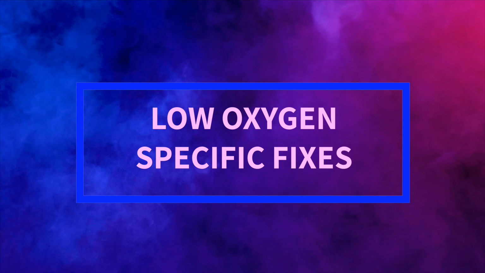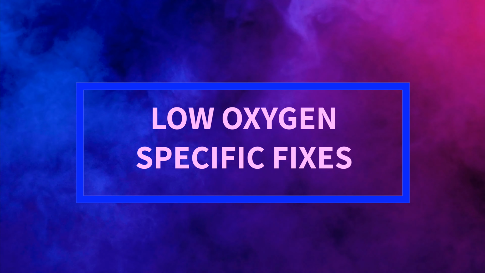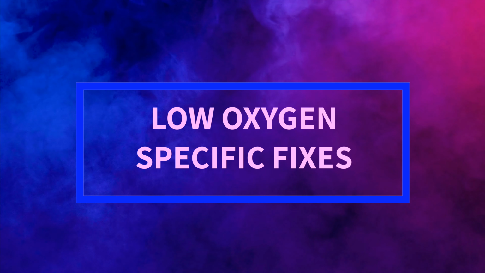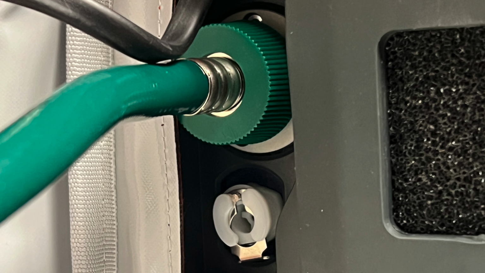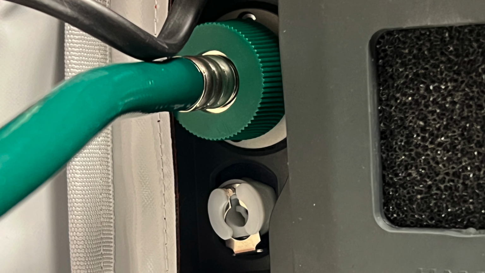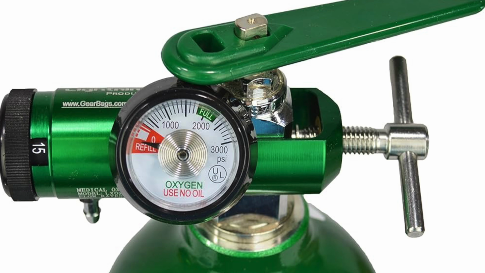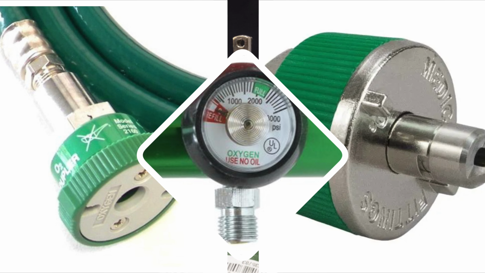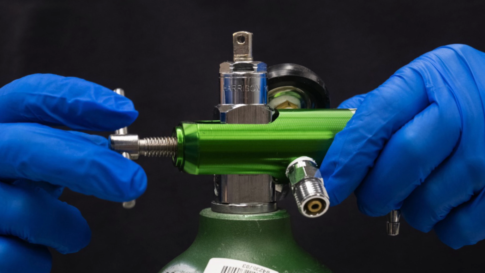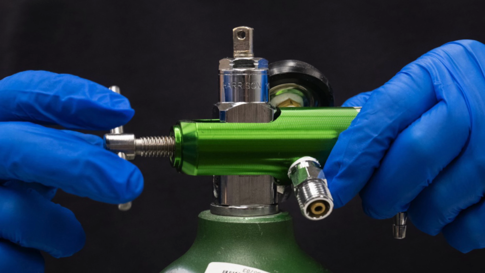Here are some specific fixes for the low O2 alarm. Inspect for leaks and tighten the oxygen regulator, green hose, and tank connections. Next, fully open the tank valve. Reattach the quick connection to ensure it is properly engaged. And then finally, use an alternate oxygen source if tank pressure is low.